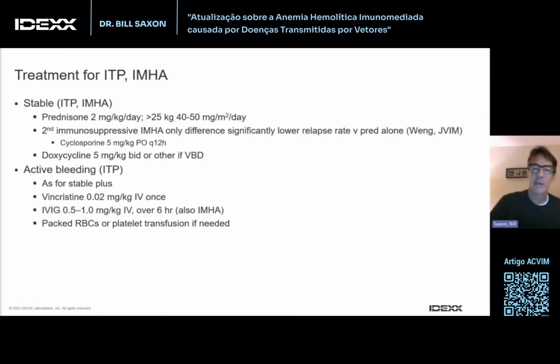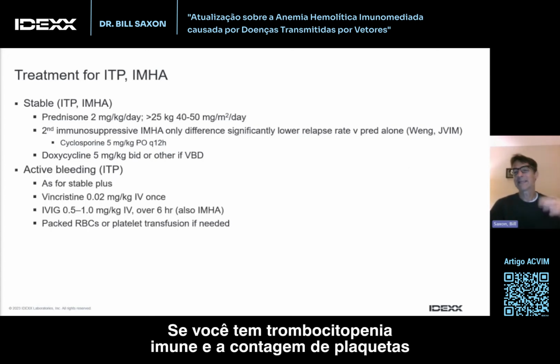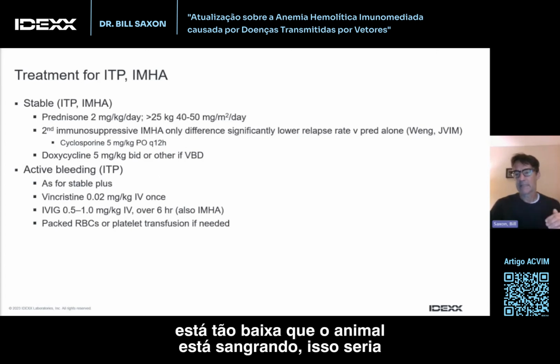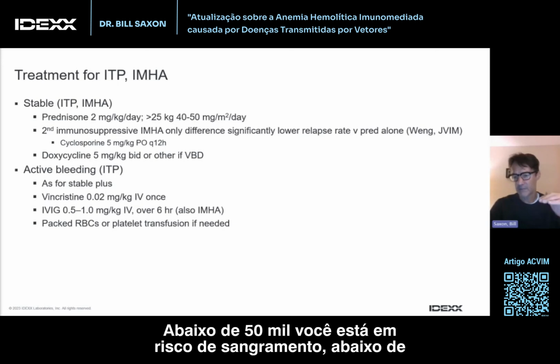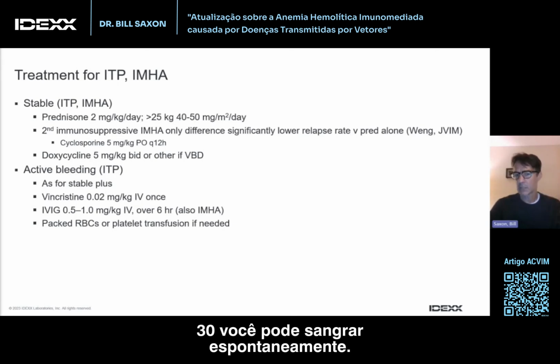If you have immune thrombocytopenia and the platelet count is so low that the animal's bleeding, so that would be below 50 or maybe even below 30,000. Below 50,000, you're at risk for bleeding. Below 30, you could spontaneously bleed.